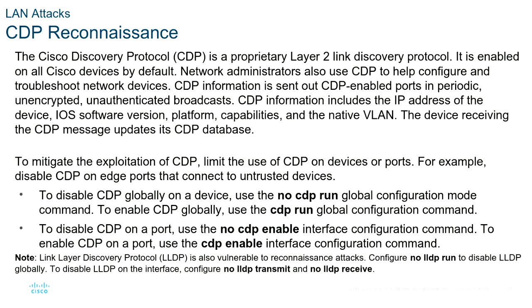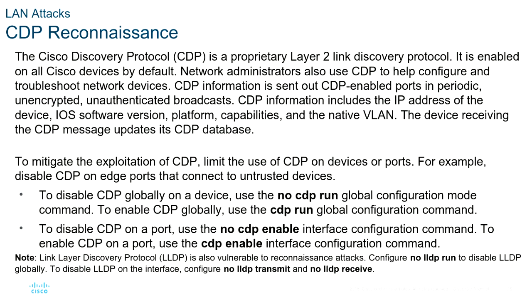Now, it can be turned off globally with no cdp run, but what we normally would do is, maybe we have a serial port that goes to our ISP. We're going to go to that serial port interface 0/0/0, from global configuration mode, and say no cdp enable on that individual port, and it'll be disabled there, but it'll still run on our inside ports, our Ethernet ports, so the phones will work.